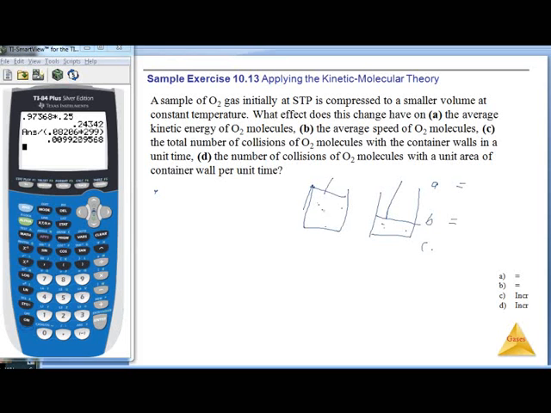Alright, so let's say I have 3 particles in here and 3 particles in here. There is less container wall to strike for the same number of particles, so my number of collisions is going to go up. And then D is what happens to the number of collisions within a unit area of wall per time. So that says not the whole wall, but let's say a piece of the wall, this area here. What happens to the number of collisions? Well, again, I've got particles condensed in a smaller amount of space, so that also will cause more collisions.